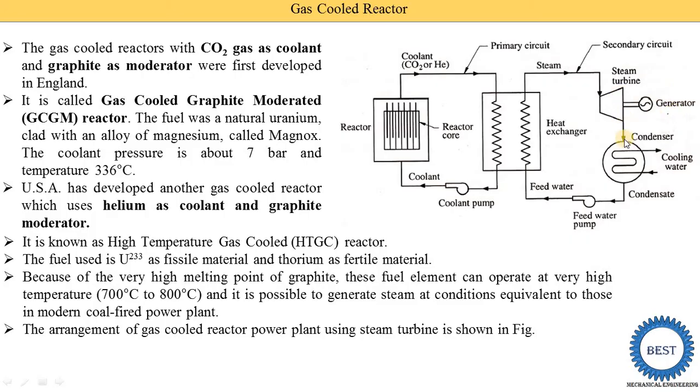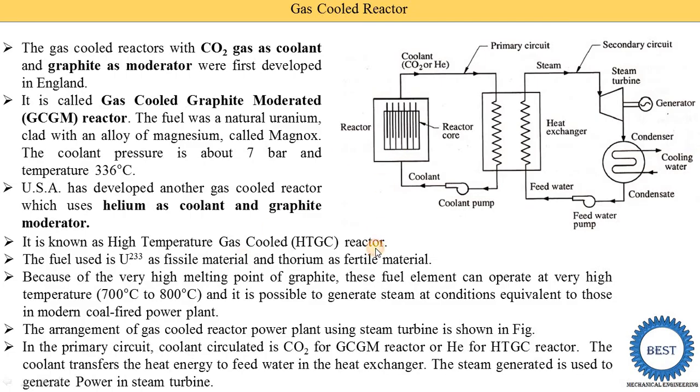The steam coming out of the turbine is supplied to the condenser. In the condenser this steam is converted into water, and this water is supplied to the feed water pump, and from the feed water pump this water is again supplied to the heat exchanger, where it is converted into steam. That is how the cycle runs continuously. In this heat exchanger, the water is converted into steam, so the temperature of the coolant, carbon dioxide or helium, is reduced, and it is supplied again to the reactor. This way the cycle runs continuously. So we discussed this point.